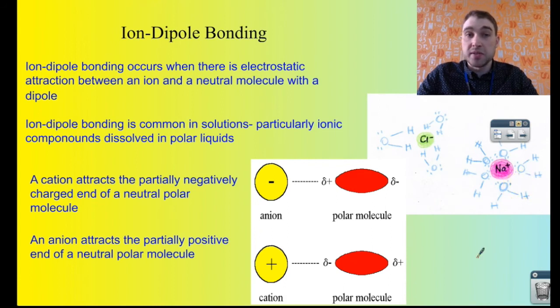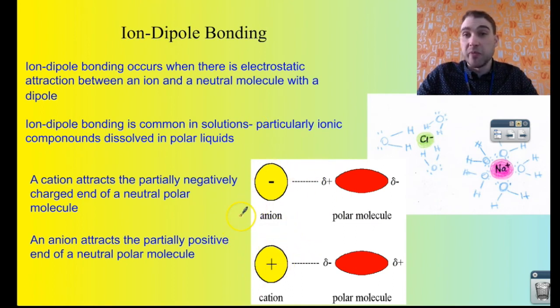The reason why it's so strong is because you have a full charge. It's not just a partial charge, which is what delta means. It's a full charge on your anion or cation. And this doesn't have to be a single charge either. You could have a double negative charge, or a double positive charge, or a triple positive charge. So what that means is you're going to get a lot of polar molecules surrounding your anions and cations.